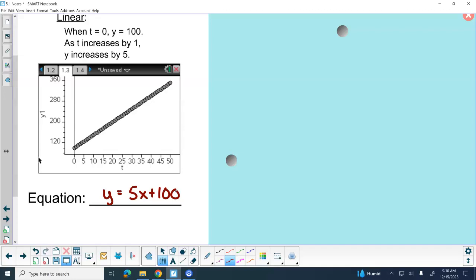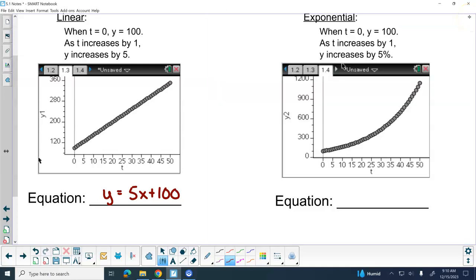Graph. Okay? An exponential function is if we're increasing by 5%, okay? Anytime that you see that you're increasing by a percentage, now you're talking an exponential function. Okay?